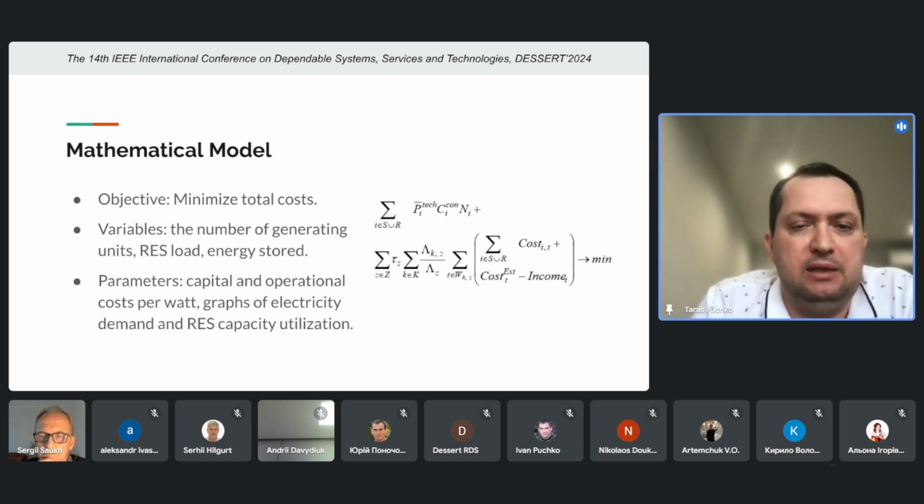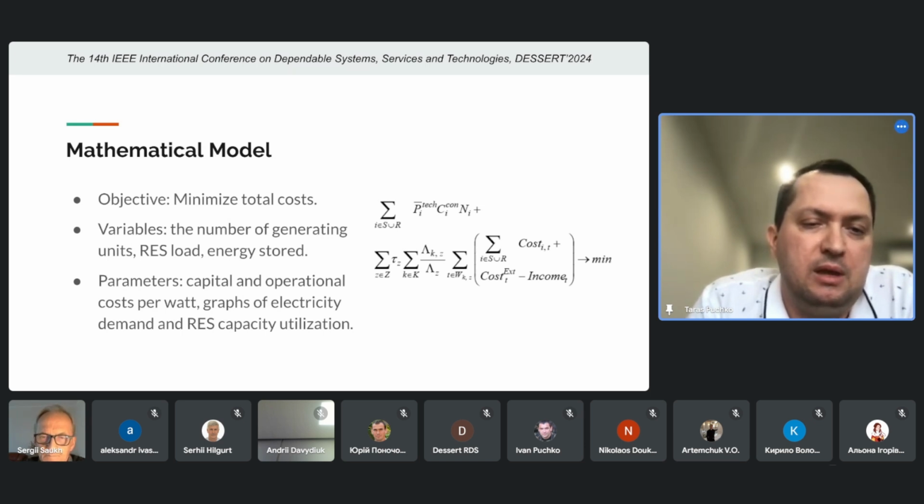The mathematical model we use represents a typical local grid with renewable energy sources and energy storage units. It includes parameters such as capital and operational cost per watt, weekly electricity consumption profiles, and capacity utilization profiles for wind and solar power plants. The model variables include the number of generating units, the weekly load profiles for renewable energy sources, the energy stored in storage units, and decisions regarding electricity purchasing and selling.